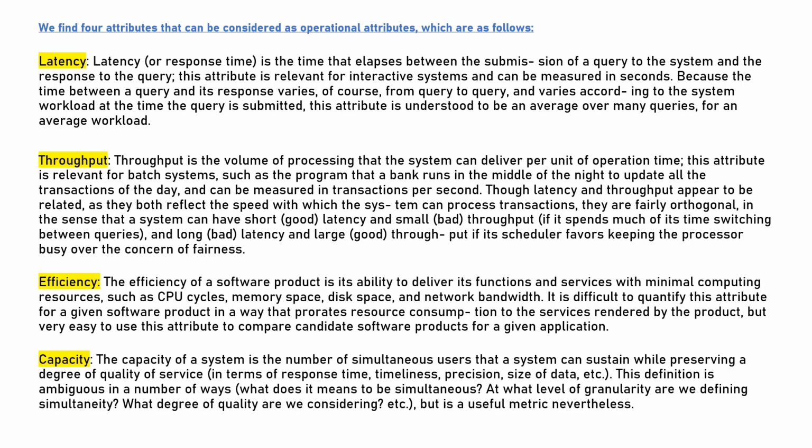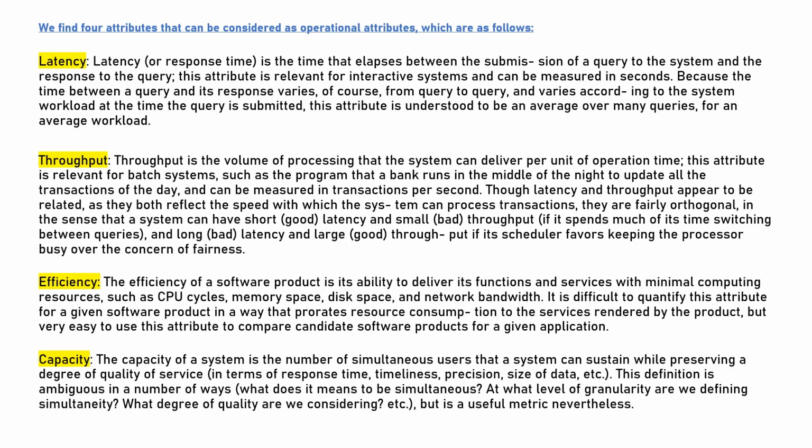Availability. Availability refers to a system's ability to continue delivering service to its user community. It can be measured as a percentage. This attribute is usually the casualty of denial of service attacks. When the system is under attack, its ability to deliver services to its legitimate users is understood to be an average over many queries, for an average workload.